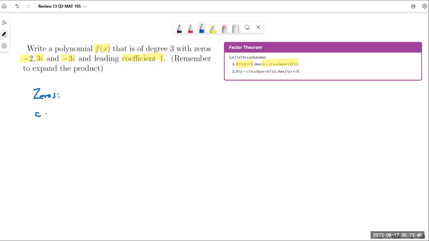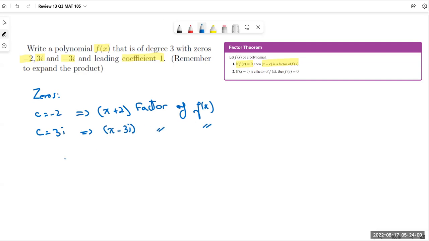The following zeros, c is going to be -2, all right, is a zero. Therefore, x plus 2 would be a factor of f of x, all right? Same thing here, c is going to be 3i. This is going to imply x minus 3i is a factor of f of x. And finally, we have c as well equals to minus 3i. And this is going to imply that x plus 3i is going to be a factor.